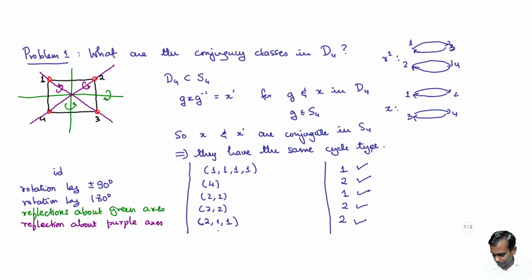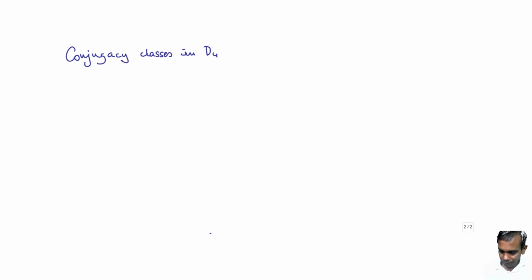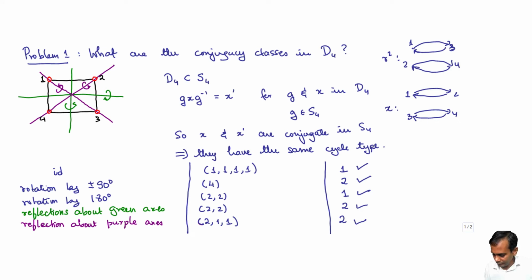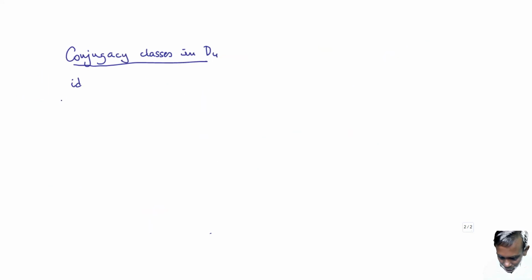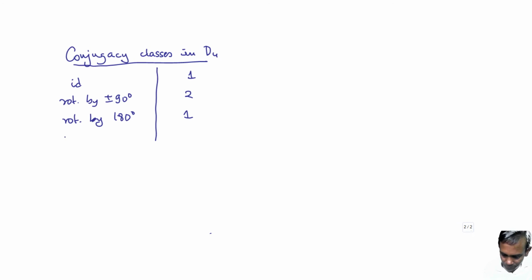So let me just summarize this. The conjugacy classes in D4: there are 1, 2, 3, 4, 5 of them. They are the identity, which has size 1; rotation by plus or minus 90 degrees, which has size 2; rotation by 180 degrees, which has size 1; and a reflection about an axis through an edge.